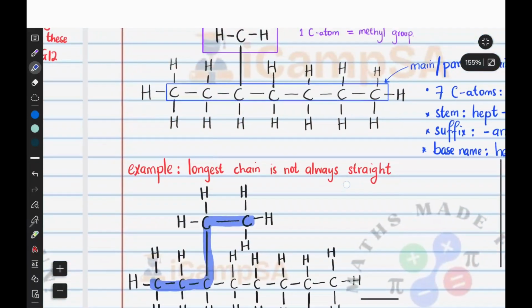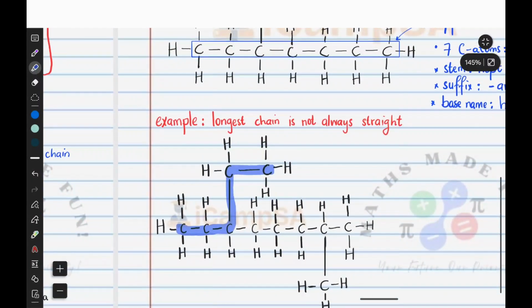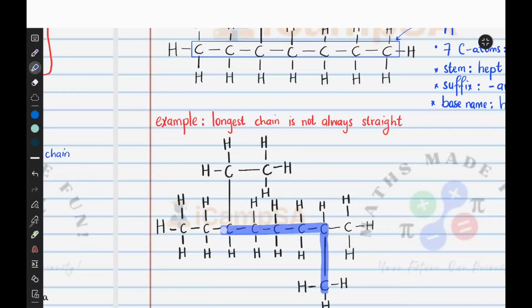Because remember, they won't always be straight. Continuous chains don't always have to be straight. So we found this zigzag one. It has 1, 2, 3, 4, 5 carbon atoms, okay? Then there's another one. If you start, let's say you start here, 1, 2, 3, 4, 5, 6, 7, 8. That's another one. So this one has the same number of carbon atoms as the straight carbon chain, okay? That's fine. So the longest carbon chain we have identified so far has 8 carbon atoms.